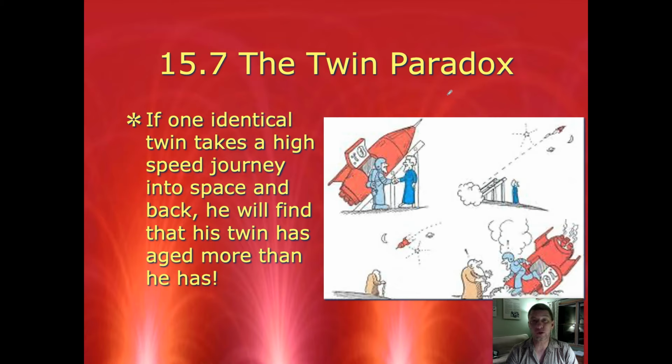The twin on Earth will age more than the twin who was in the spaceship, because time slows down for the astronaut, the one that's in the spaceship. So if one identical twin takes a high-speed journey into space and back, he will find when he returns that his twin has aged more than he has.